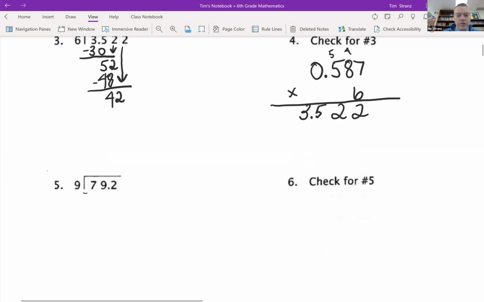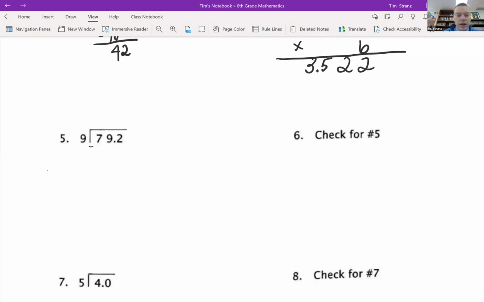All right, moving on to number 5. We got 79.2 divided by 9. Again, I'm going to make sure my decimal goes exactly where it needs to go first. 9 goes into 79. We know 8 times. 8 times 9 is 72. I'm going to subtract these, and I got 7. Bring down my 2. 9 goes into 72. Again, 8 times. So my answer is 8.8.